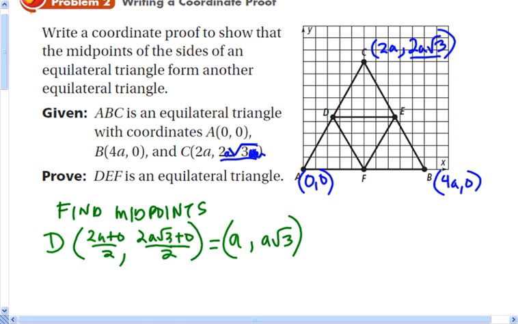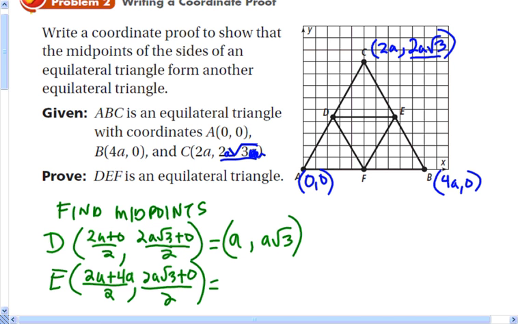And then for E, adding the x-coordinates together, for E we have to add the C and the B x-coordinates, so we get 2a plus 4a for our x-coordinates. Divide that by 2. And our y-coordinates are 2a square root of 3 plus 0, and divide that by 2. And 2a plus 4a is 6a divided by 2 is 3a. And then the y-coordinate is just a times the square root of 3 like the last one.